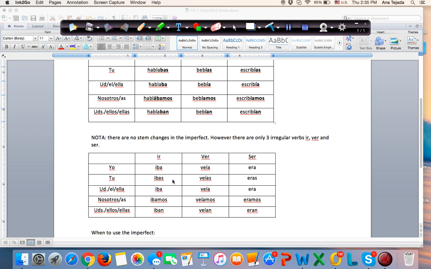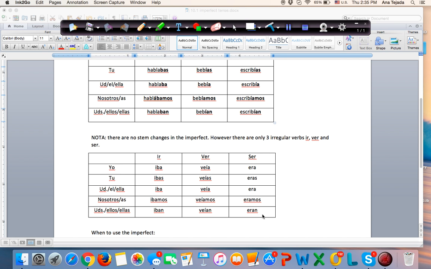Yo iba, tú ibas, usted, él, ella iba, nosotros íbamos, ustedes, ellos iban. Yo veía, veías, veía, veíamos, veían. Ser: era, eras, era, éramos, eran. Those are the only 3 irregular verbs that you're going to have to memorize.